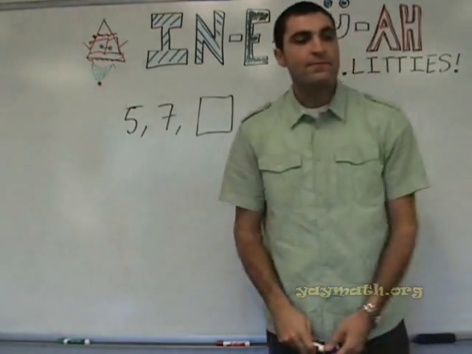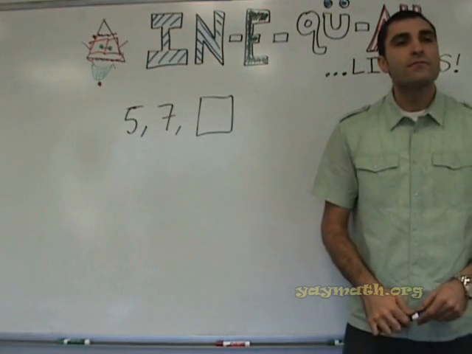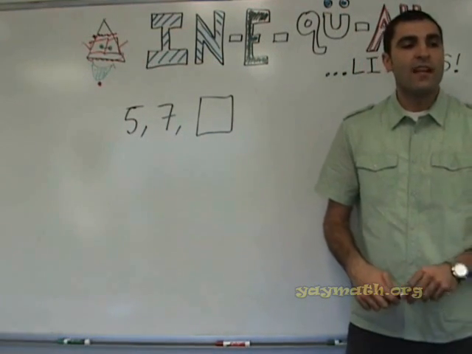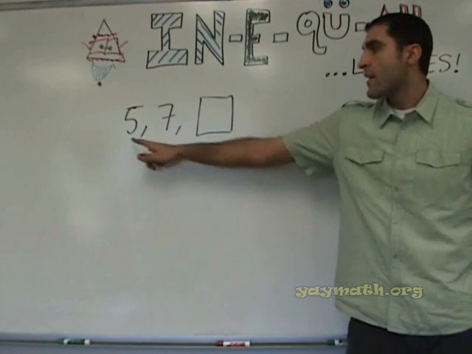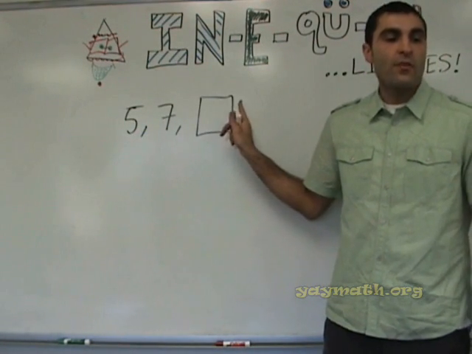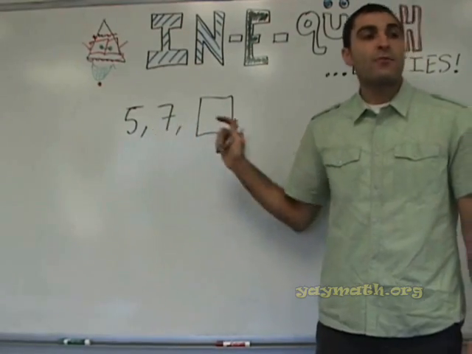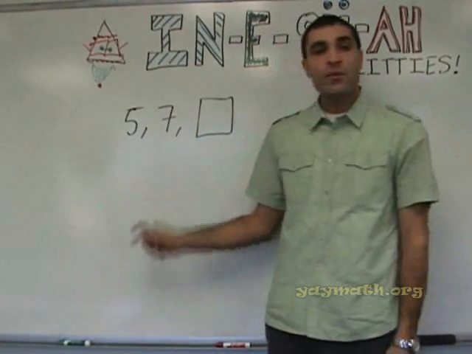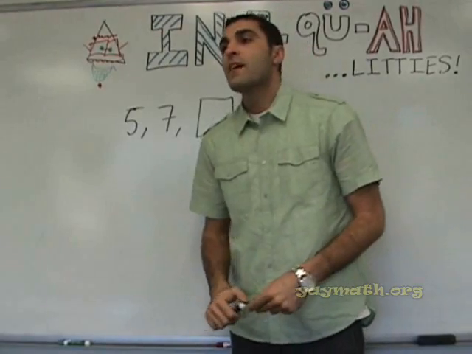You have an idea? Yeah? 13. 13's cool. No, 13's not cool. Why is 13 not cool? 7 plus 5 has to be greater than it. Right. So we're going to change it to 10. 10 works. Or 11. What's another one? 11 works. What else works? 9 works. Anything okay.